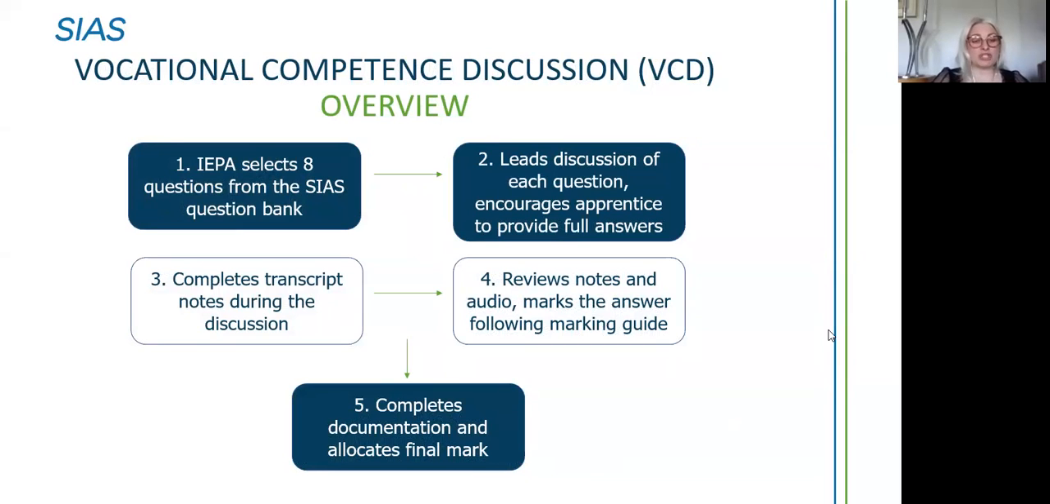We will complete some transcript notes during the discussion, and again, the session will be recorded. It will then be on review that the marks are allocated. So you will not find out on the day how your apprentice has performed, neither will the apprentice, in terms of the VCD.